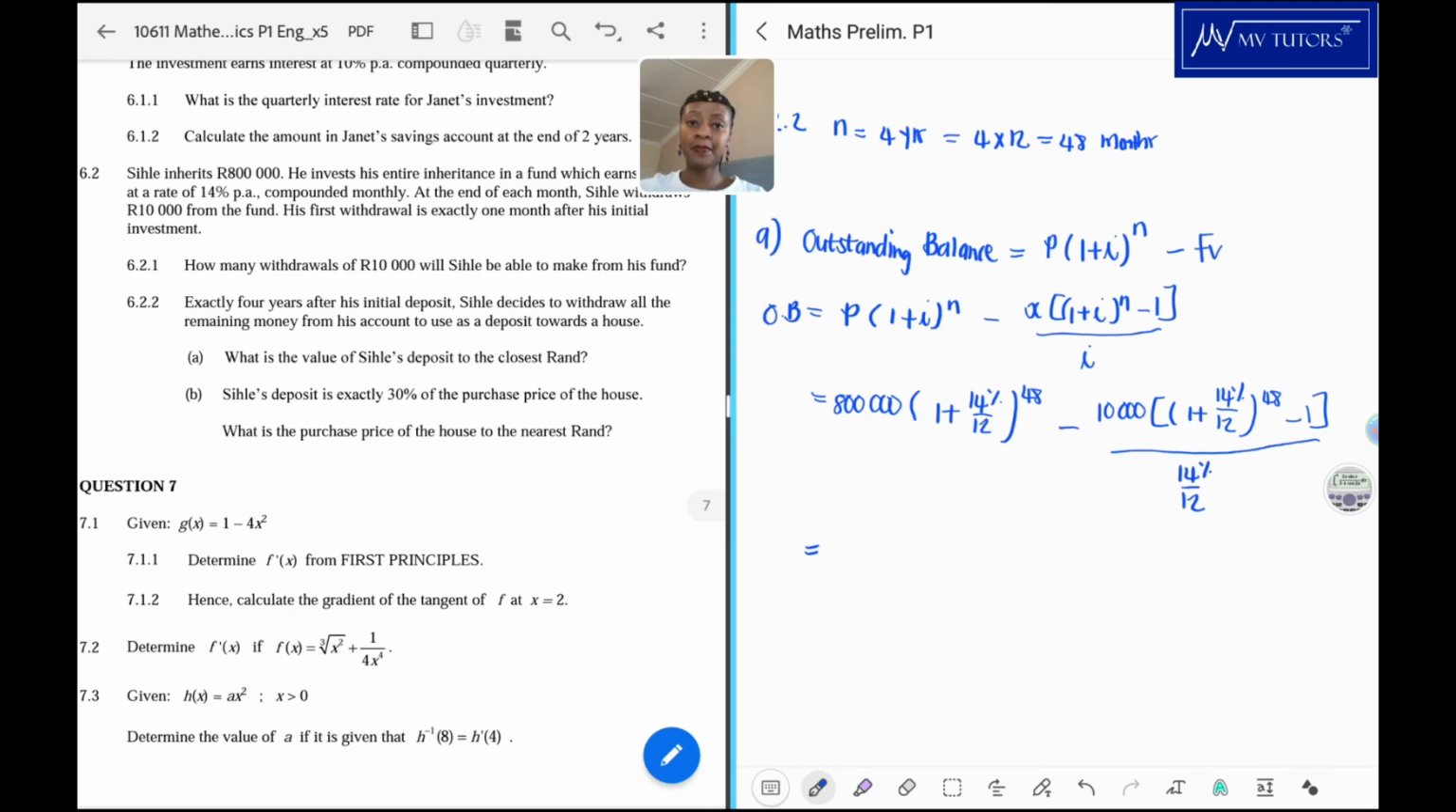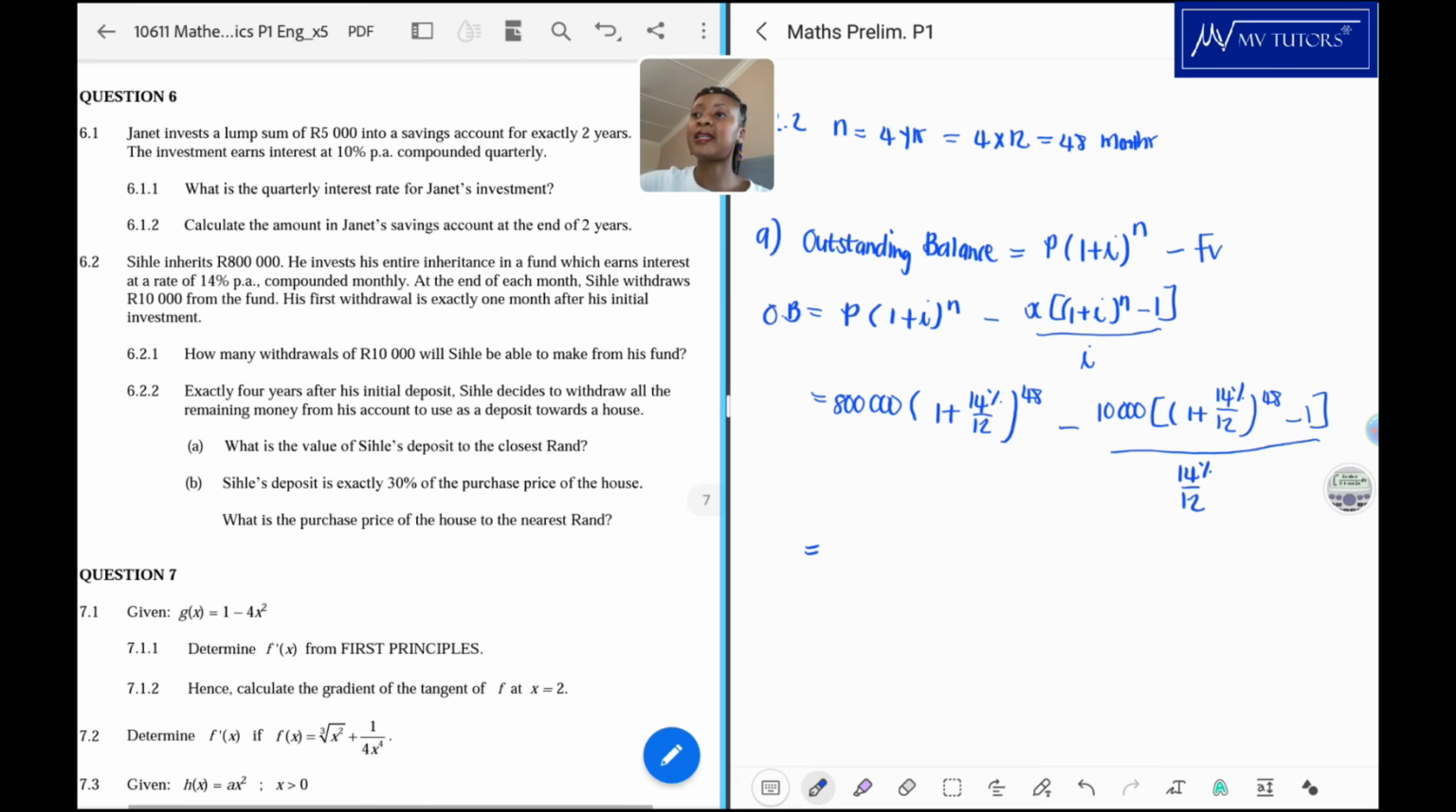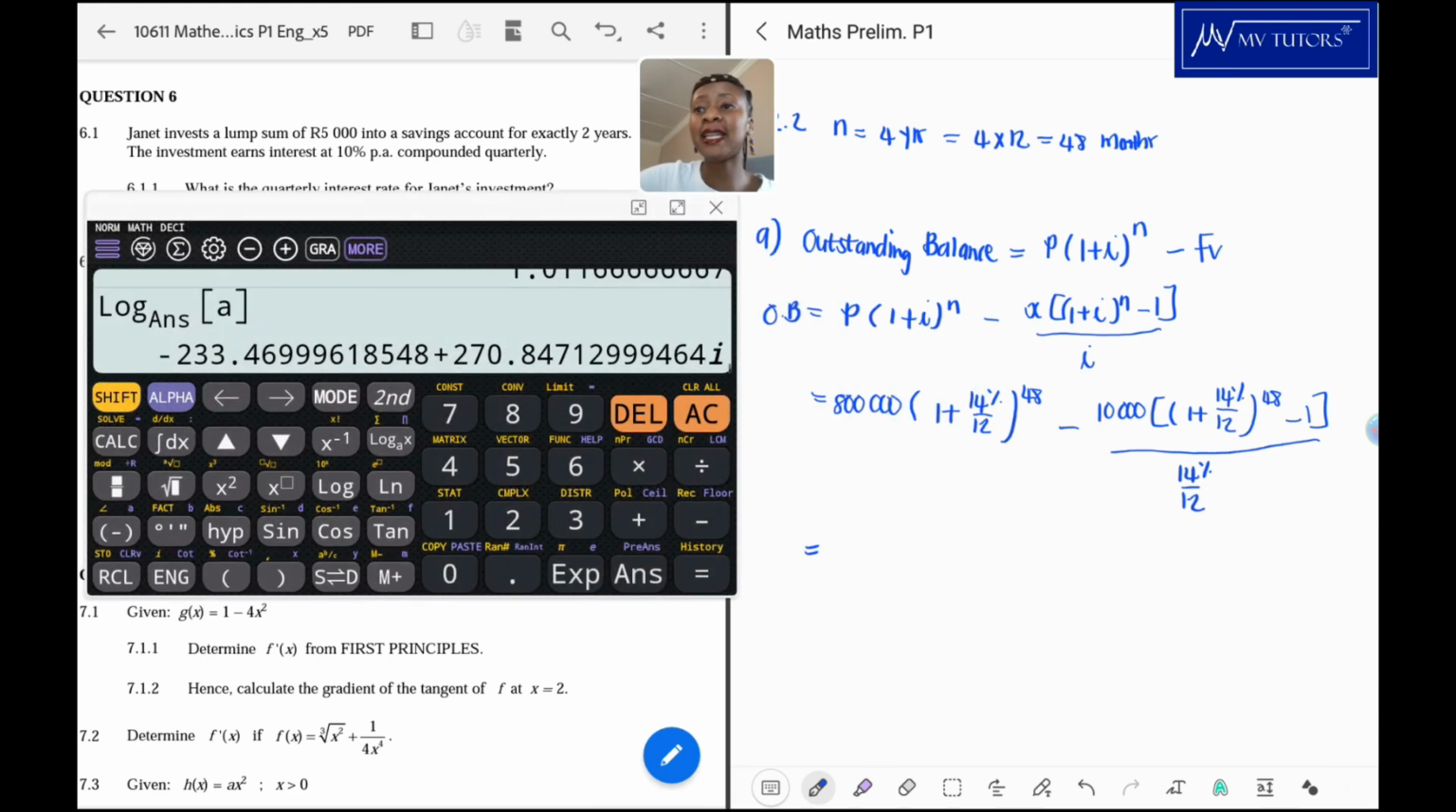You have this 800K. Remember, he invested it. He inherited 800,000 and then he invested the entire inheritance. So you want to know the value of that inheritance after 48 months. At the same time, he was busy withdrawing 10,000 Rand. Okay? And we need to then get that value that he was busy withdrawing at 48 months. So we're going to plug this into the calculator. Let's plug all of it in the calculator.